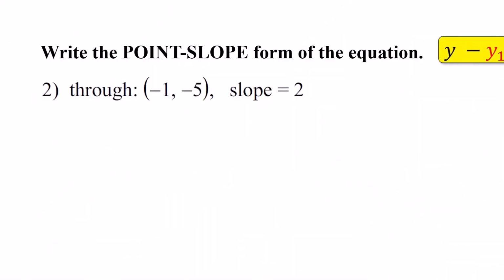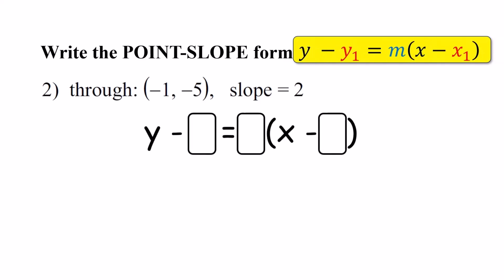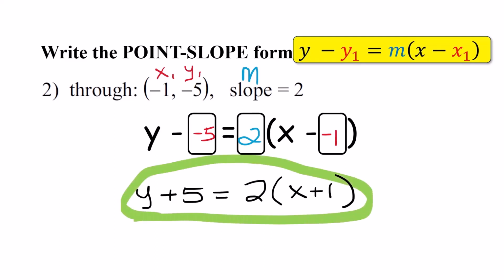Write the point slope form of the equation. The point is -1, -5, and the slope is 2. We're going to pop everything into the boxes. Y's go with y's, x's go with x's. Slope is all by itself. y minus -5 equals 2 times x minus -1. Both of these have double negatives happening, so when we rewrite them, they're both going to change to pluses. Our final answer is y plus 5 equals 2 times x plus 1. This is the line in point slope form.